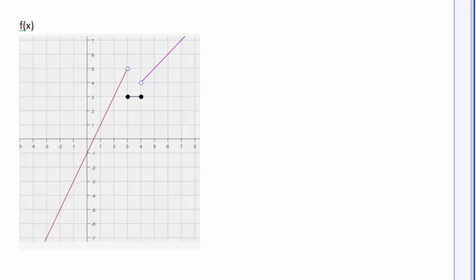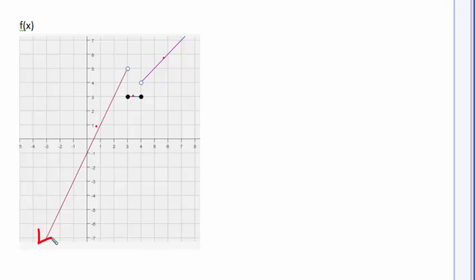In this problem, we need to write a piecewise defined function to describe this graph. I can see there are going to be three pieces here. A piece on the left, I'll write that one down first, a piece here in the middle of the domain, and a piece on the right.